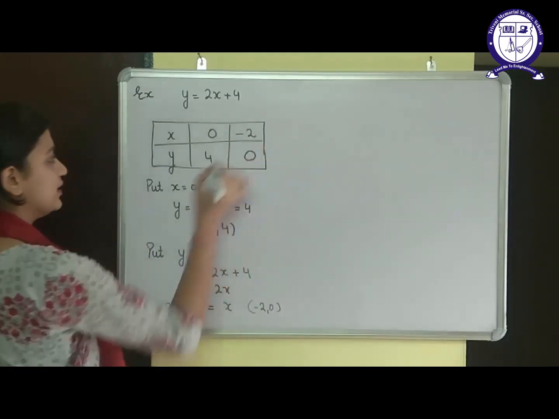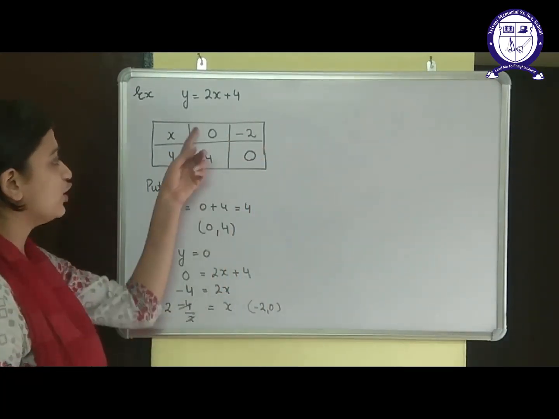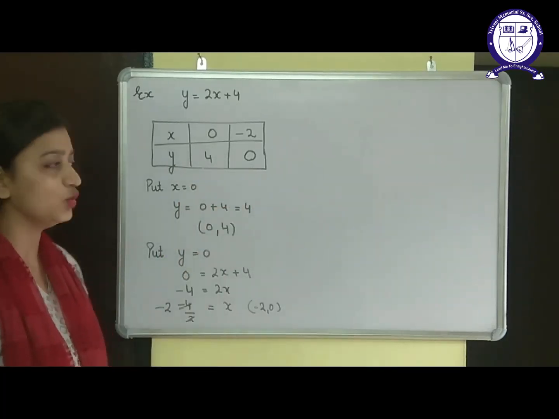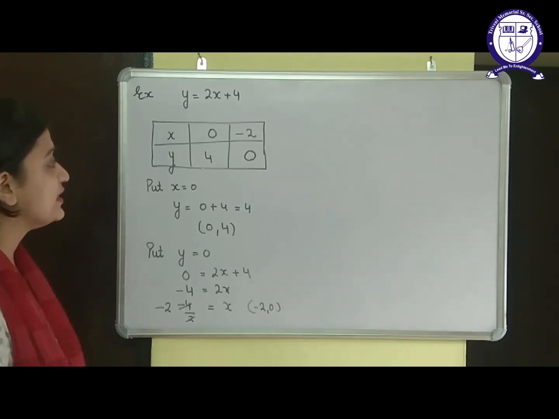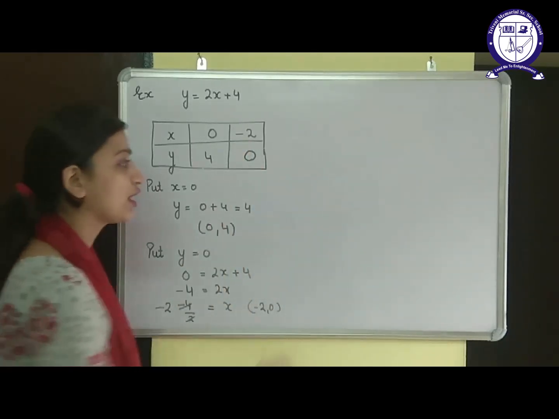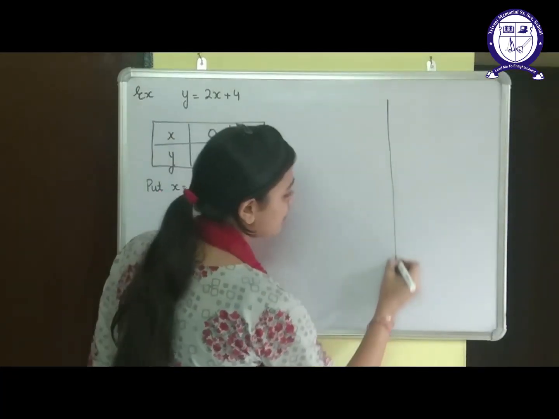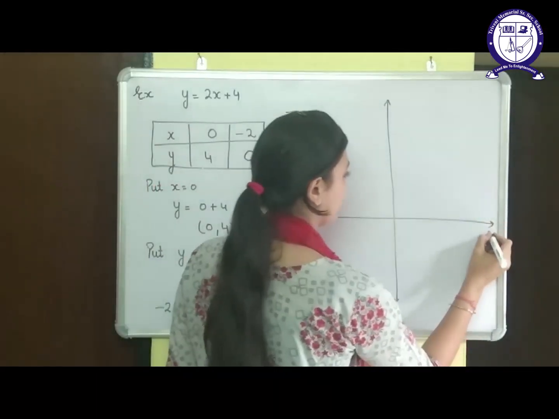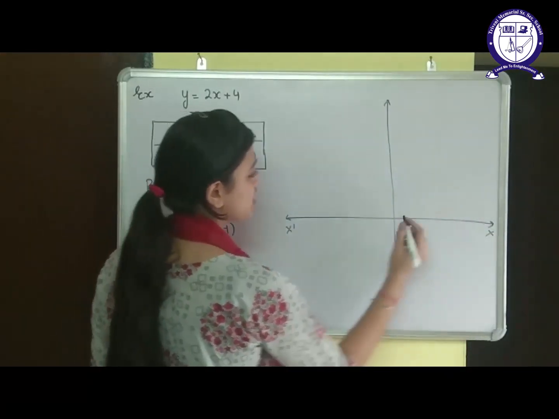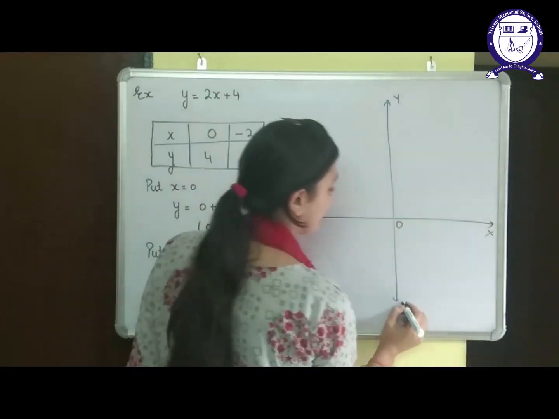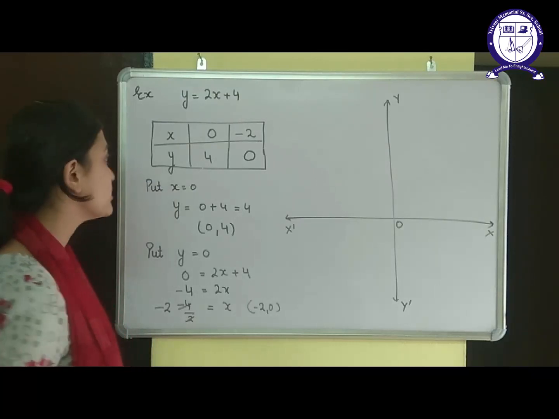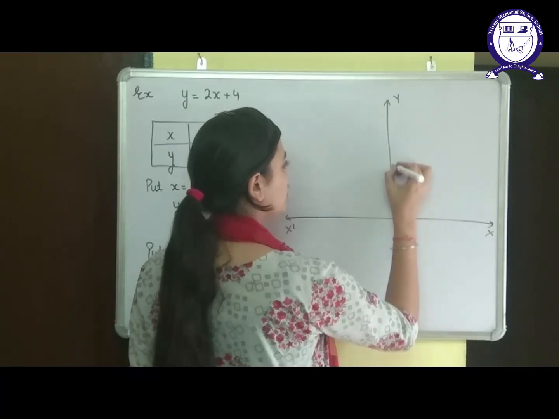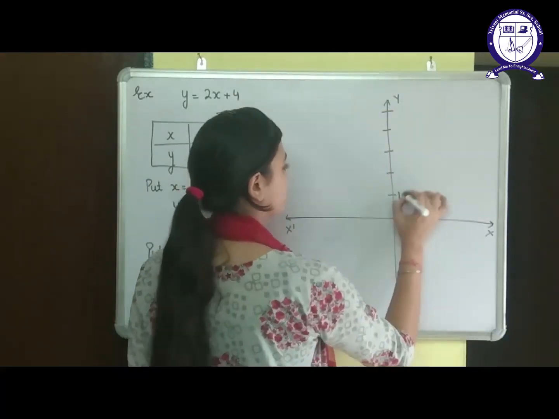Value of x is minus 2. When x is 0, y equals to 4. When y equals to 0, x equals to minus 2. Now I will plot it. Now I can see that the value is negative for x, so the graph will be on this side. I will draw my axis: X, x dash, O, y, y dash. This is my coordinate system. Now I have the maximum value 4. So 1, 2, 3, 4, 5.